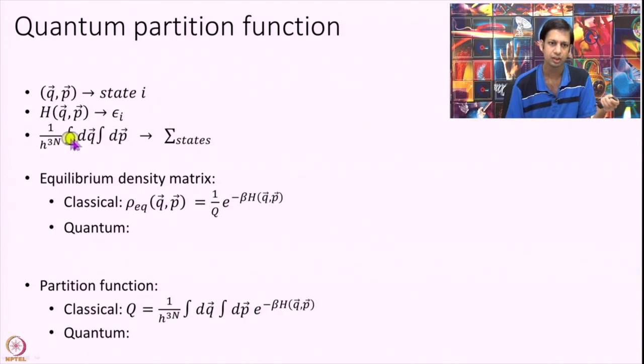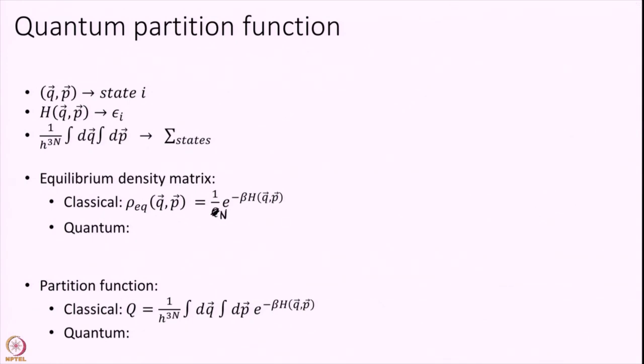And the final thing is, the integral over phase space that we have been doing so far, divided by h to the power of 3n, gets replaced by a discrete summation over all possible states. Okay. So, we had earlier shown that the equilibrium density matrix for classical mechanics is 1 over Q e to the power of minus beta H, where Q was the partition function. Okay. I apologize, this should be a normalization constant. In quantum mechanics, that thing will become 1 over N into e to the power of minus beta E_i. This will be rho equilibrium of state i. So, wherever you see Q, P, that gets replaced with state, and wherever you see this H, that gets replaced with energy.